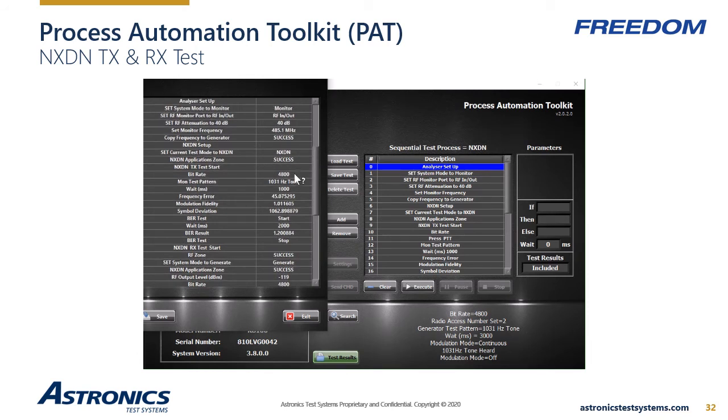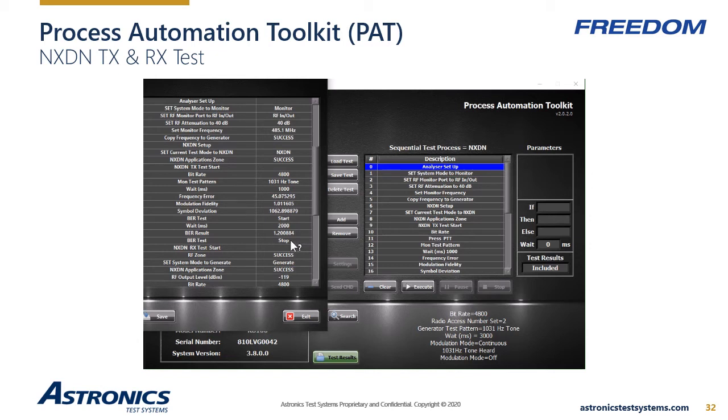Bit rate was 4800. The frequency error was 45 hertz. Typically, we need them to be less than 100 hertz on a digital radio. Modulation fidelity is less than 1%. Symbol deviation, 1062. We started the BER test. Gave it 2 seconds to settle in the BER numbers and got a result of 1.2%.